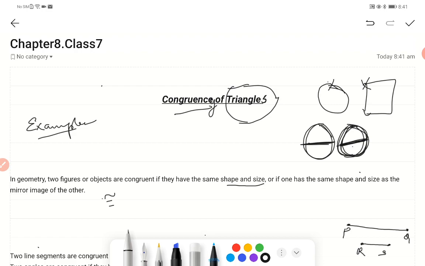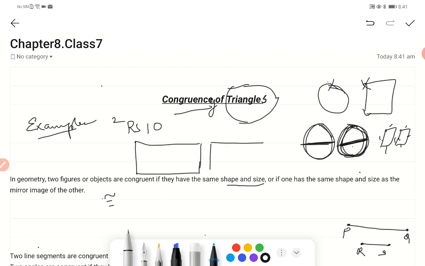Now for a square or rectangle, you measure the sides, right? If the lengths of the sides of both are equal, then you'll say they are congruent. Now take any object, like 10 rupee notes. I have two 10 rupee notes. How do I know that these two notes are congruent? How can I say they are congruent?